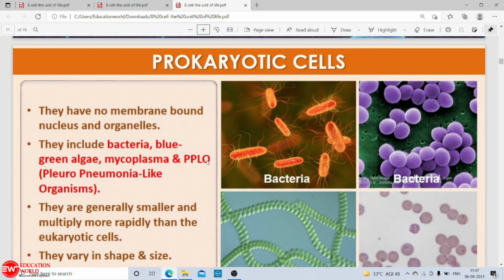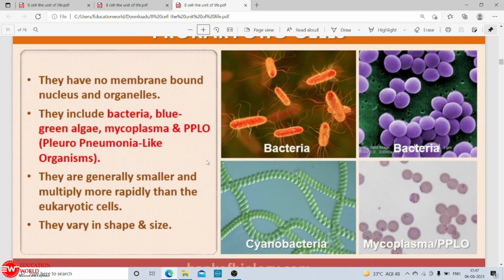They include bacteria, blue-green algae, mycoplasma, PPLO, that is the pleuropneumonia-like organisms. They are generally smaller in size, they multiply more rapidly than the eukaryotic cell, and they also vary in their shape as well as size. So you may see the various kinds of prokaryotes, like bacteria, cyanobacteria, the blue-green algae, and mycoplasma, which is also known as PPLO or pleuropneumonia-like organism. All of these are prokaryotes.